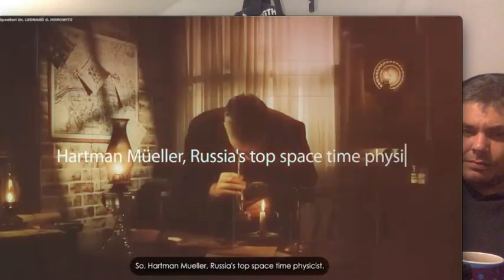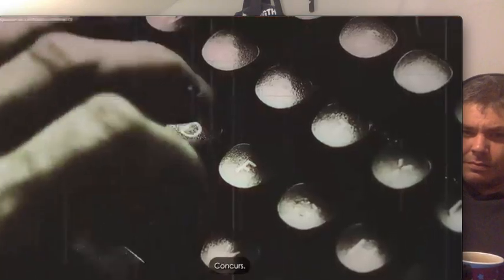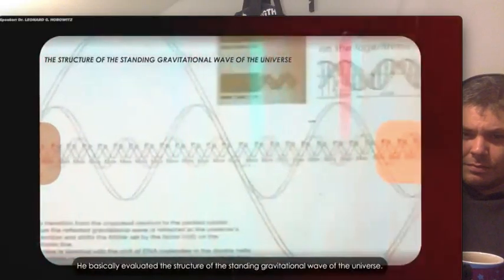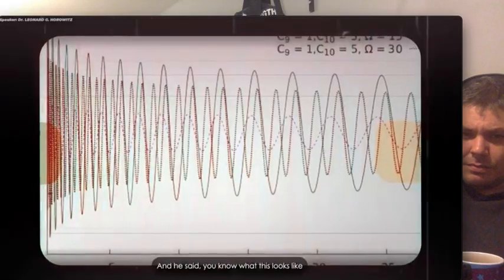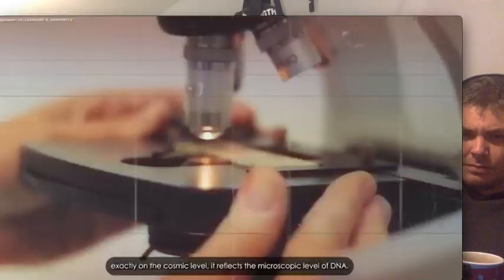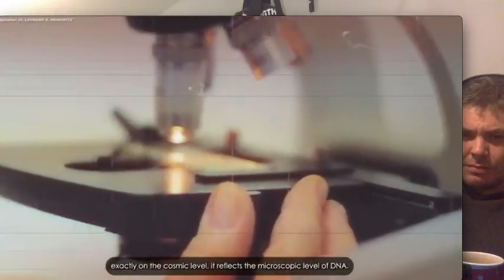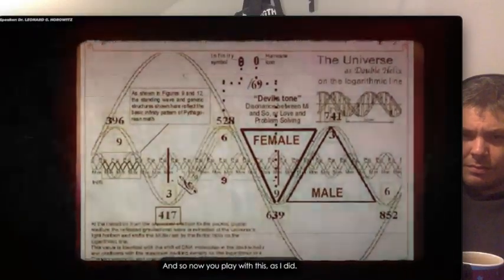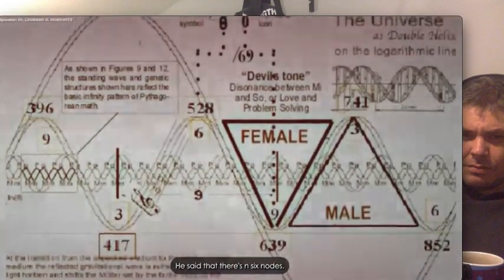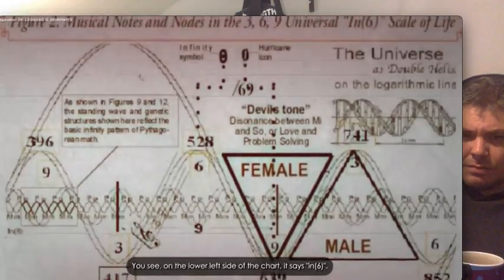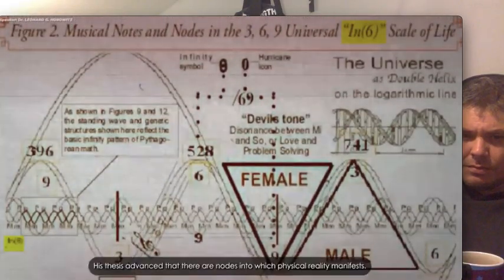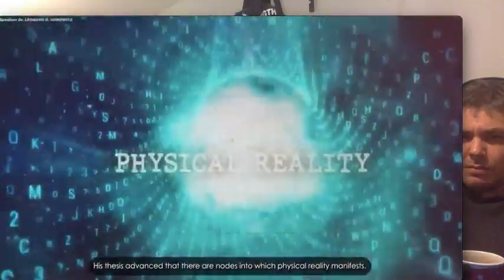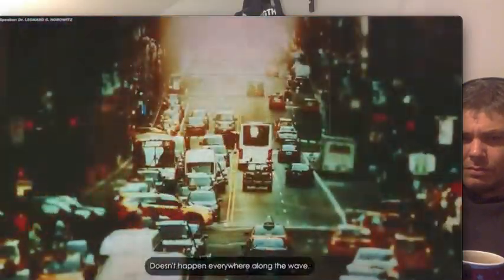So Hartmut Müller, Russia's top space-time physicist, concurs. He basically evaluated the structure of the standing gravitational wave of the universe. And he said, you know what this looks like exactly, on the cosmic level, it reflects the microscopic level of DNA. And so now you play with this, as I did. He said that there's in 6 nodes. You see on the lower left side of the chart, it says in 6. His thesis advanced that there are nodes into which physical reality manifests. Doesn't happen everywhere along the wave.